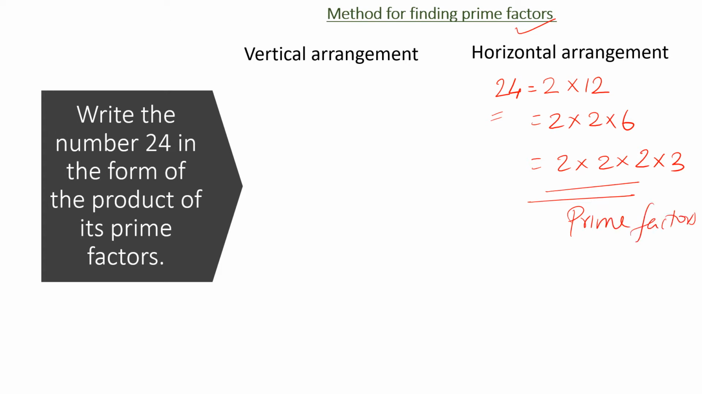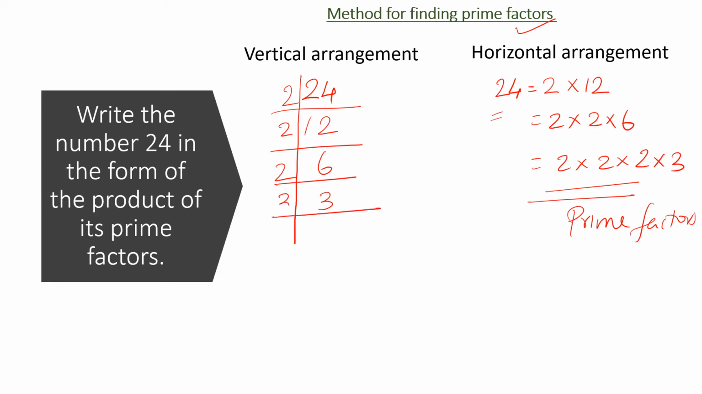What is vertical arrangement? For that you have to write 24 like this. We will try with the first prime number 2 whether it can be divided. As it is ending with 4, it can be divided, so we'll write 12 over here. Again it can be divided with 2, we'll write 6 over here. Again it can be divided with 2, we'll write 3 over here. Then we can divide with the next prime number, that is 3, and 1 is written here.